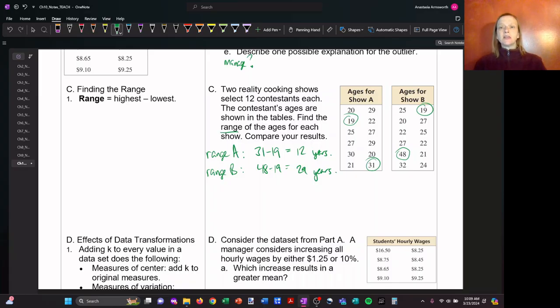So this asks us to compare our results. The range of ages for show B is going to be greater than the range of ages for show A. Show B is more spread out, and show A has less spread out ages.